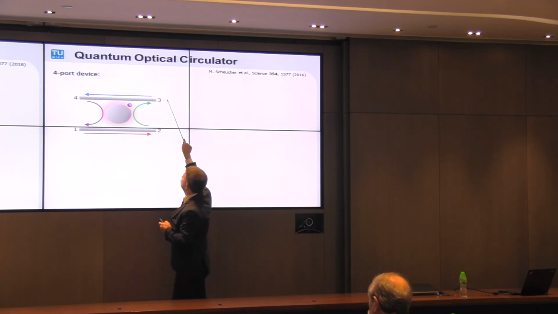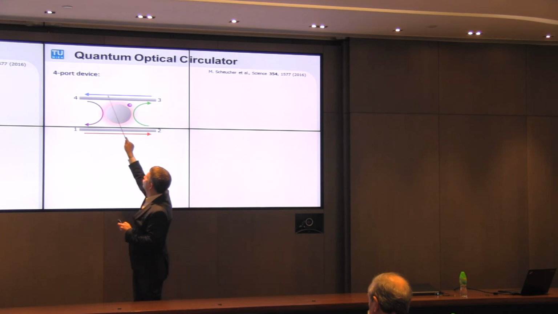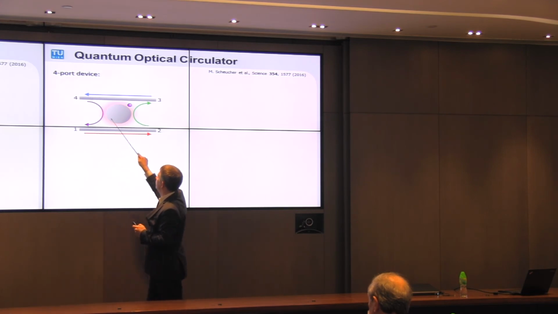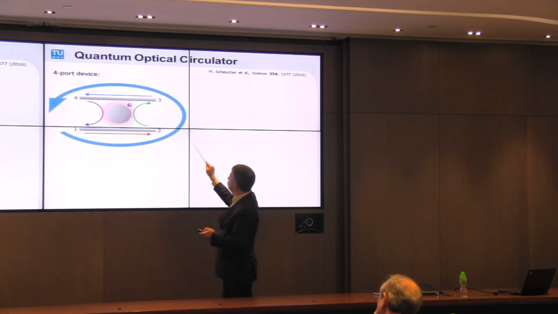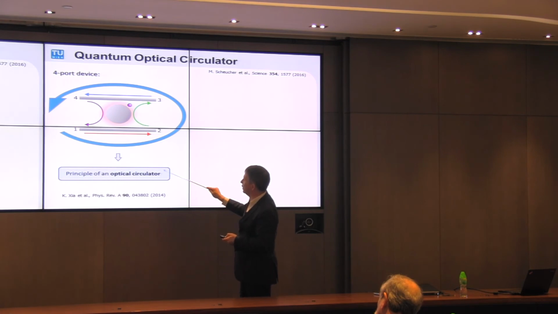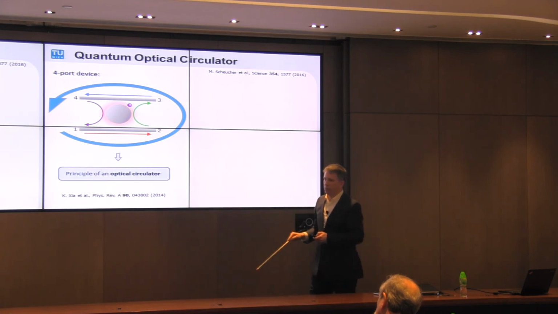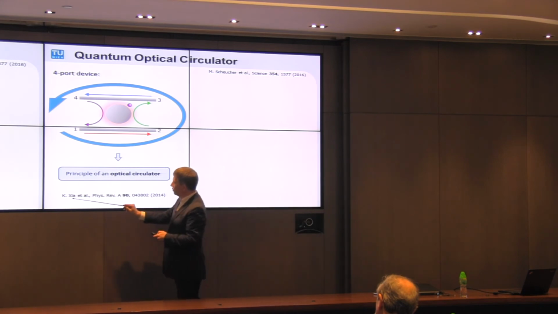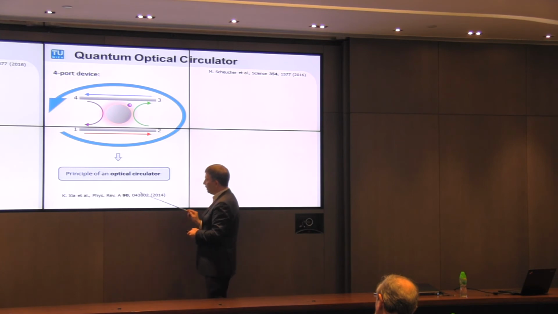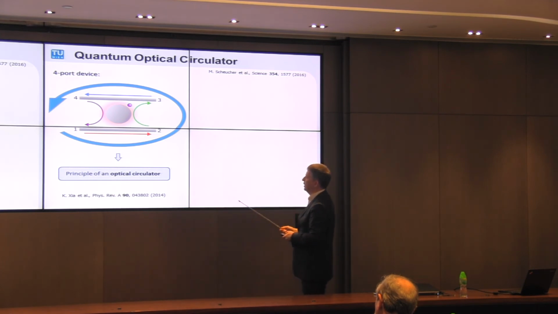And if I send light into port 3, light goes counterclockwise, is strongly coupled, so it cannot go in. If I send light into port 4, the light goes clockwise, is weakly coupled, goes in, comes out of port 1. So this means it goes 1 to 2 to 3 to 4 to 1, and this is the principle of operation of an optical circulator. And actually the scheme was proposed by the group of Jason Twamley at Macquarie University, and we just realized that.